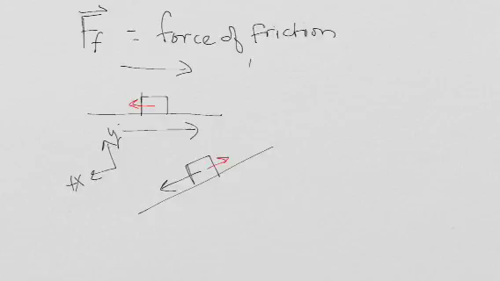Because just like the force of gravity is equal to the mass times gravitational acceleration, the force of friction here is going to be equal to the coefficient of friction, which is the Greek letter mu, times the normal force.